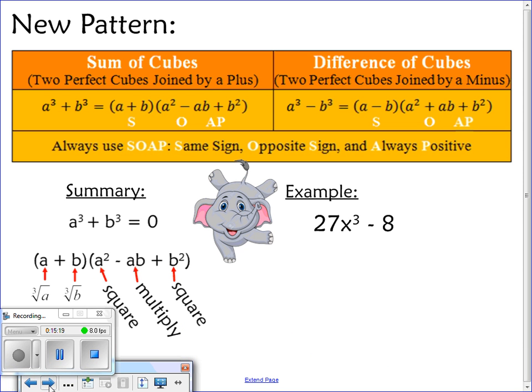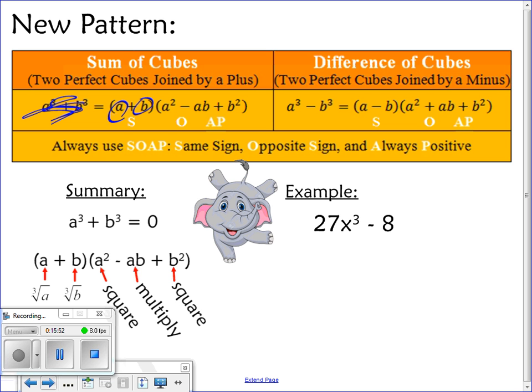Okay, so here we go. Let's talk about this pattern. You take the cubed root of both of these numbers. That goes in the first set. And then in the second set of parentheses, you will square the first number. Once you get to here, I don't even care about this anymore. You're going to square the first one here. And then AB, you're going to multiply the two of them together, put here. And then you're going to square that last number at the end. So square, multiply, square. You have to memorize this.